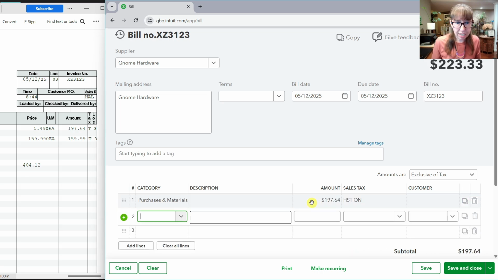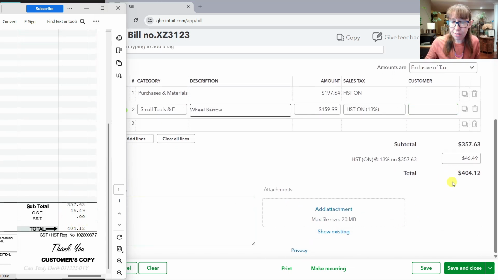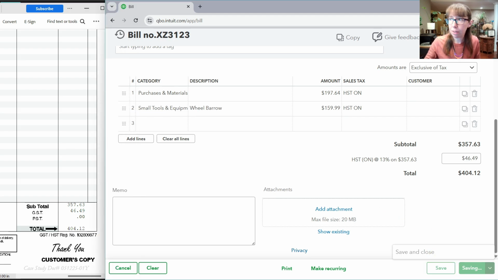197.64 with HST, and then this is small tools and equipment expense, and I'm just going to say wheelbarrow for 159.99 with HST. And let's see what the HST looks like. 46.49, 404.12. Excellent. We're going to go save and new.